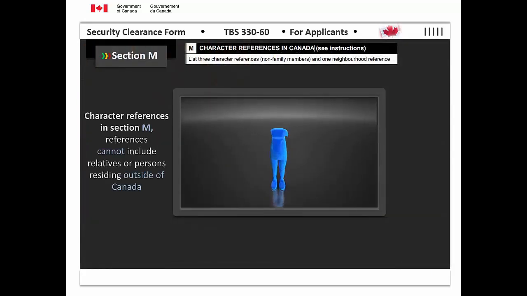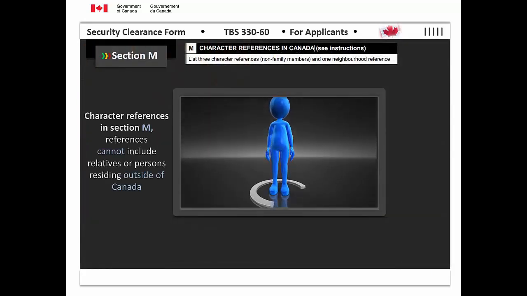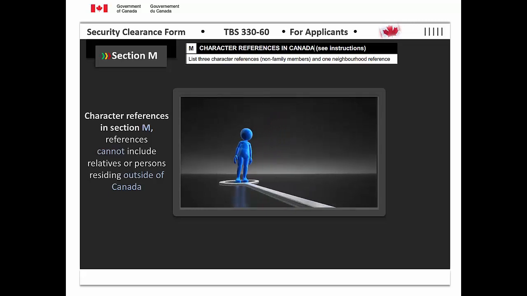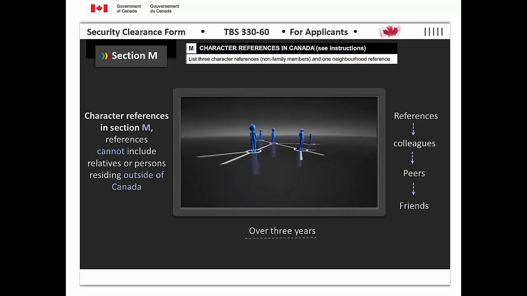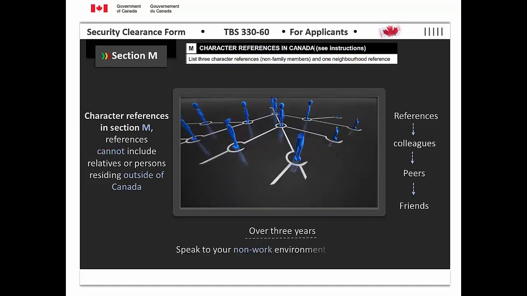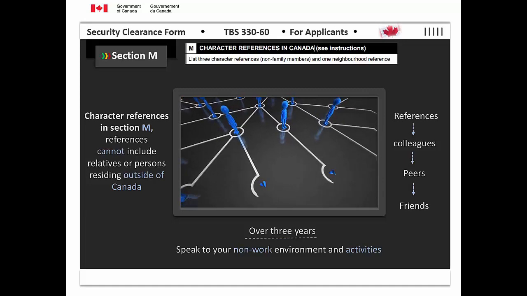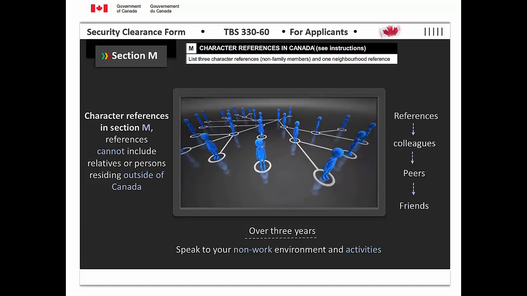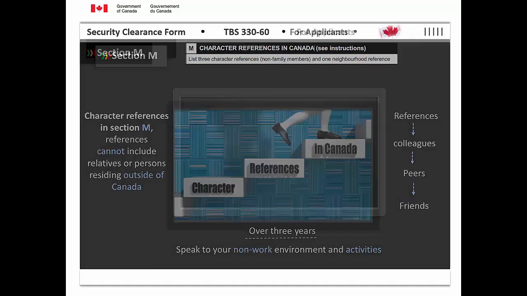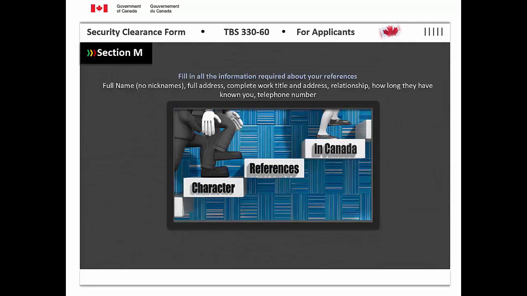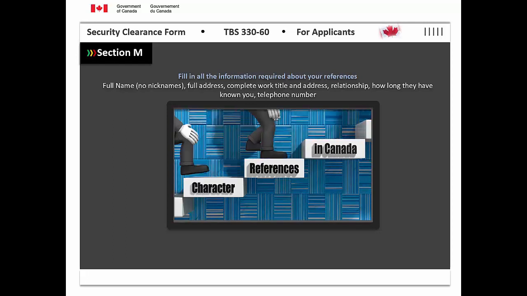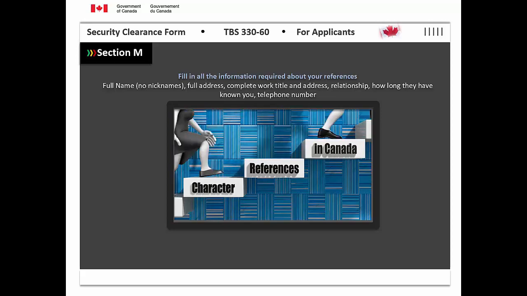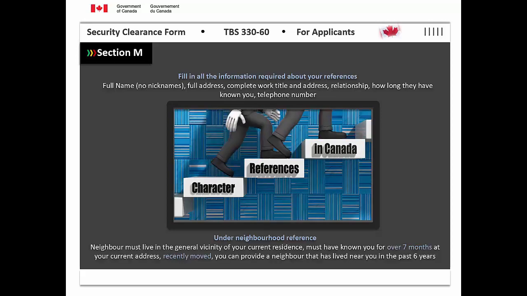When providing character references in Section M, your references cannot include relatives or persons residing outside of Canada. References can be colleagues, peers, and friends who have known you for over 3 years and will be able to speak to your non-work environment and activities. Be sure to fill in all the information required about your references: full name, no nicknames, full address, complete work title and work address, relationship, period known, and telephone number.